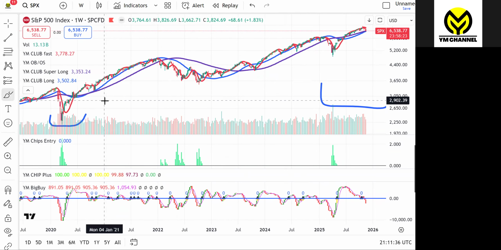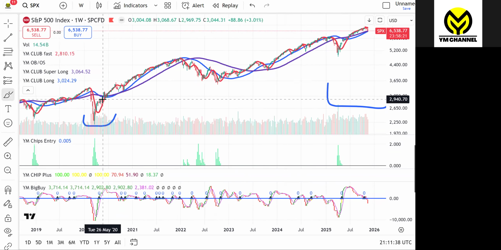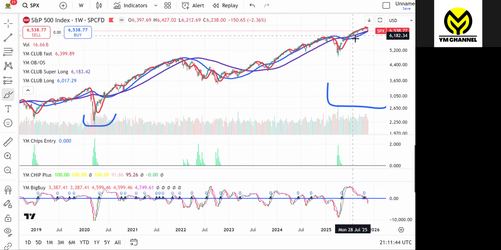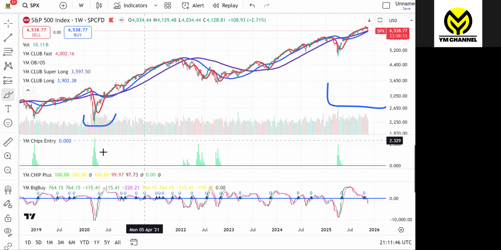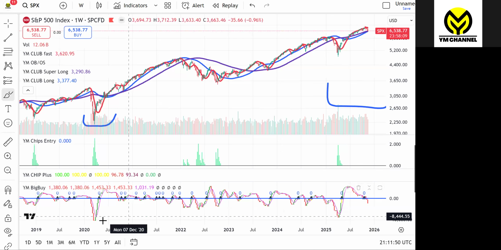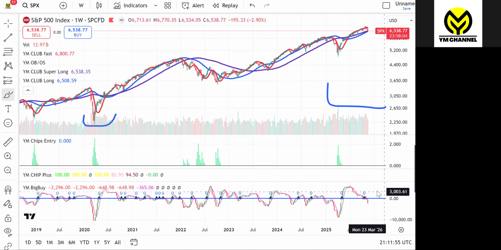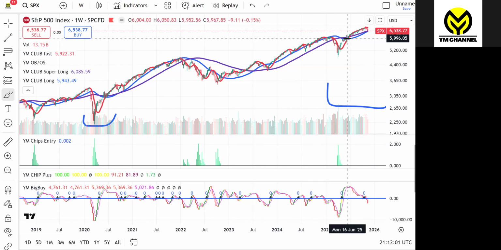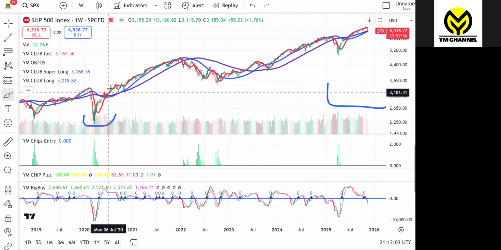Number two, if we click this YM Club Super Long, this video is quite complicated. I want you to follow closely. So when the stock goes above the free line, first check, same. Second, the same thing happened here. The big buy, they were dropping. Okay, the other check. And then we go above the free line, correct? Same. Stock continues to go up.